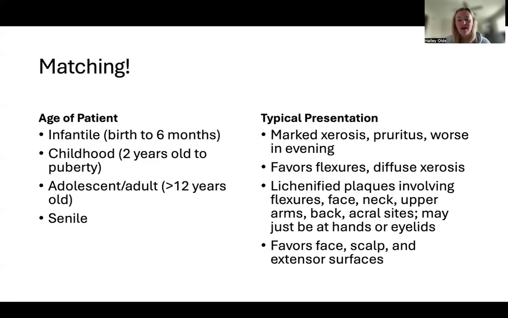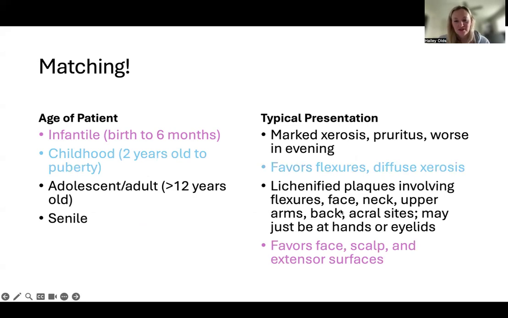Okay, so we're going to match the age of the patient to the typical presentation. So how does infantile atopic dermatitis present? Think about the little babies with the eczema on their cheeks. So it favors the face, scalp, and extensor surfaces. So extensor, not flexure. Childhood is the more classic one. So it favors flexural surfaces, and there's diffuse xerosis as well.